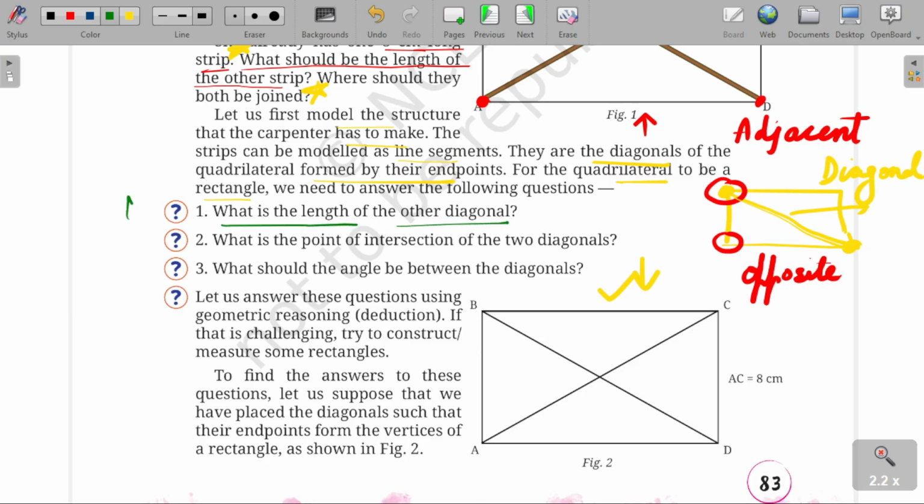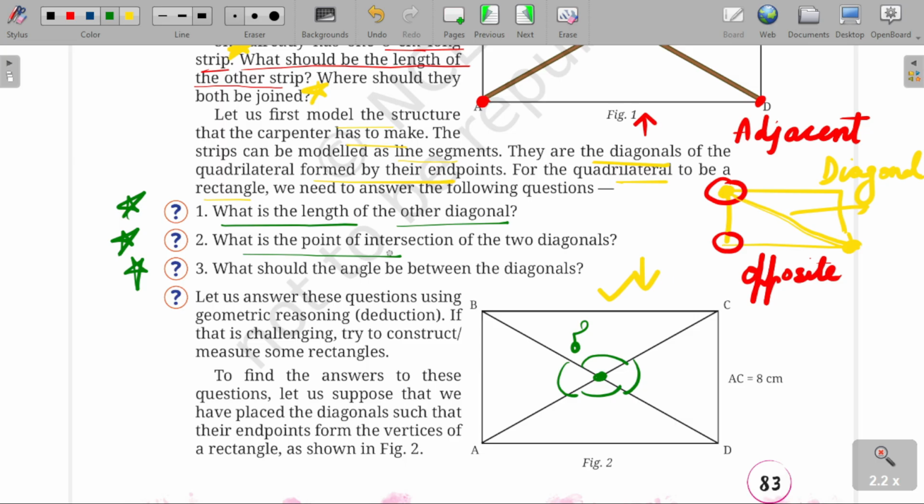Important. Now, what is the point of intersection? Means where they meet, right? The two diagonals which are crossing each other, where they will cut each other. So this is the second most important question. Lastly, what should be the angle between the diagonals? That means we will find out these angles. What are these angles? So this is the last important question.